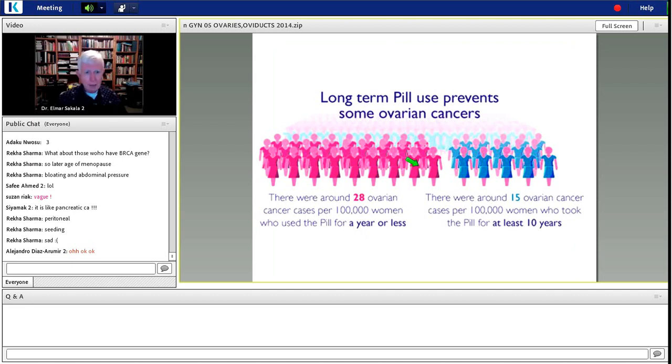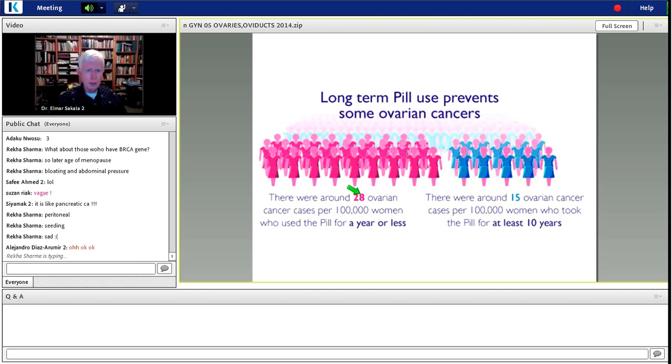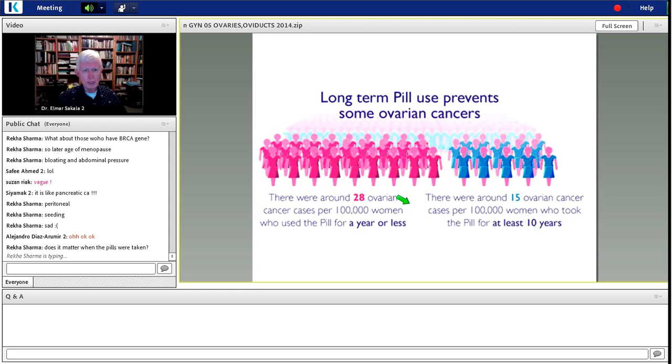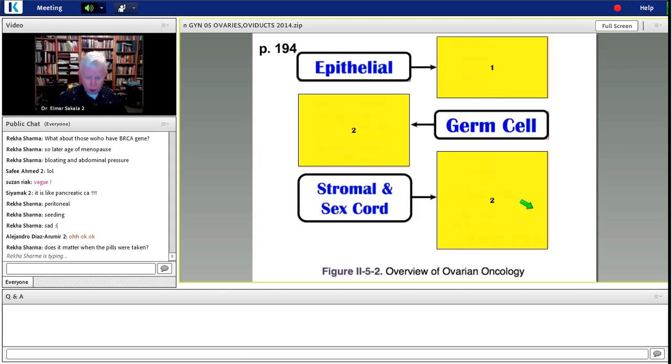This looks at the long-term contraceptive pill. This is 28 women with the pill, will have cancer without the pill, and these are women who took 10 years of oral contraceptives. So we're looking at a significant reduction with oral contraceptive pills.